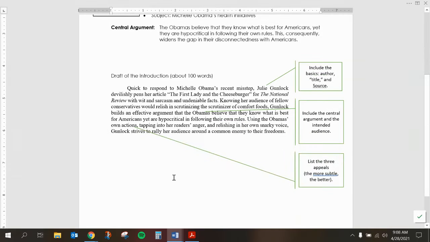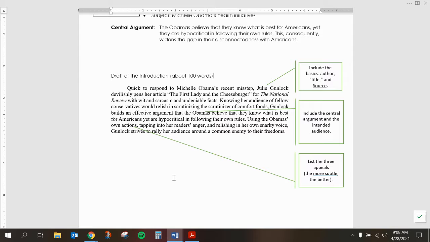It reads: Quick to respond to Michelle Obama's recent misstep, Julie Gunlock devilishly pens her article, "The First Lady and the Cheeseburger," for the National Review, with wit and sarcasm and undeniable facts. Knowing her audience of fellow conservatives would relish in scrutinizing the scrutinizer of comfort foods, Gunlock builds an effective argument that the Obamas believe that they know what is best for Americans, yet are hypocritical in following their own rules. Using the Obamas' own actions, tapping into her readers' anger, and relishing in her own snarky voice, Gunlock strives to rally her audience around a common enemy to their freedoms.